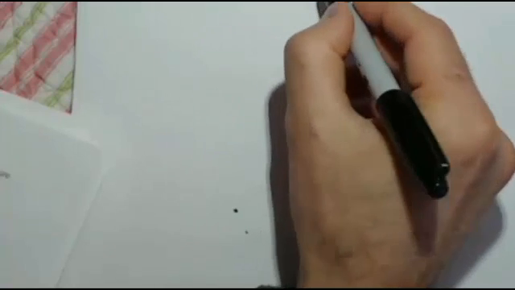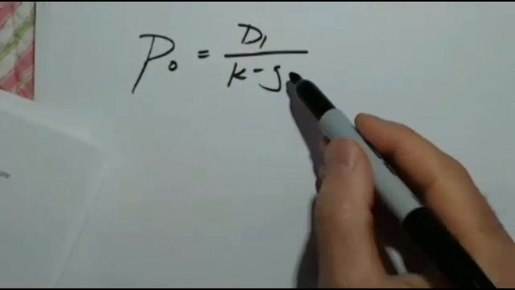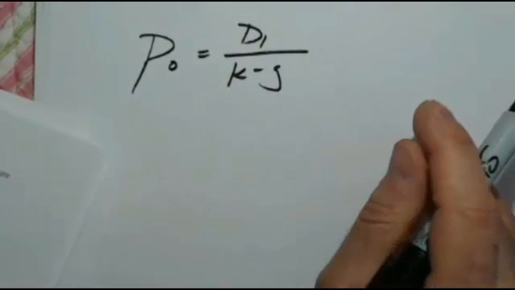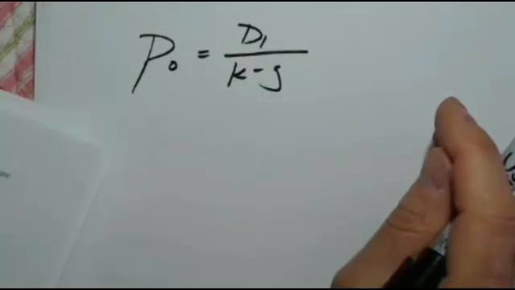G is on the bottom, but it has a negative sign in front of it. And so it's slightly trickier, but you don't need to know them. You don't need to see the math to figure this one out.